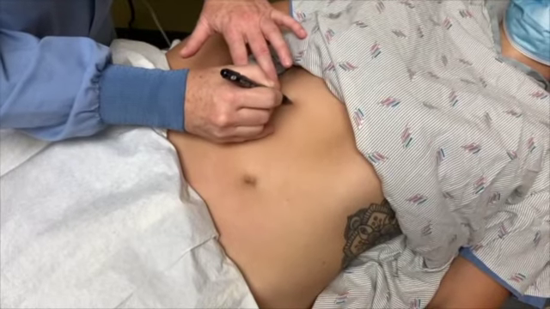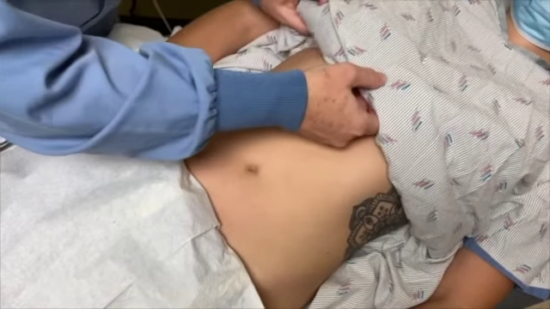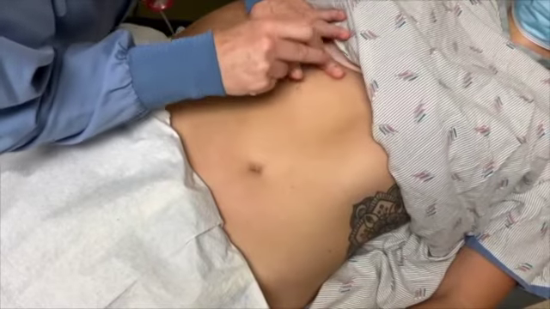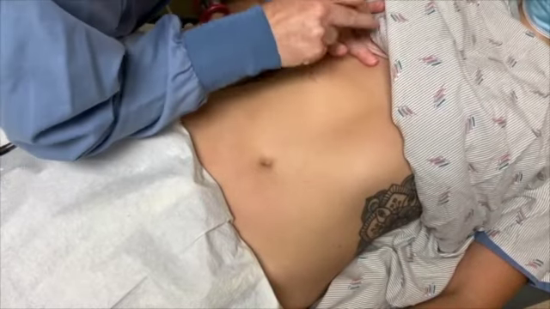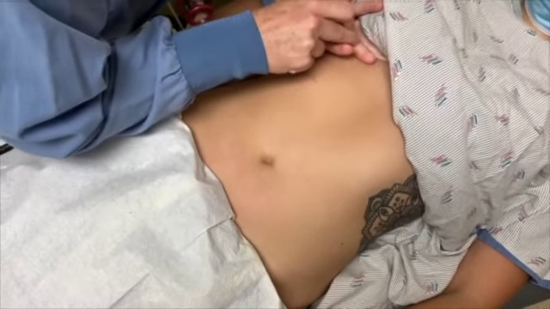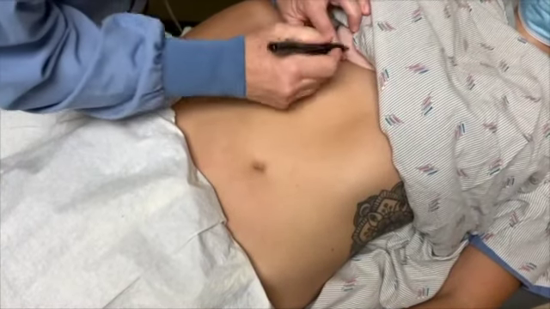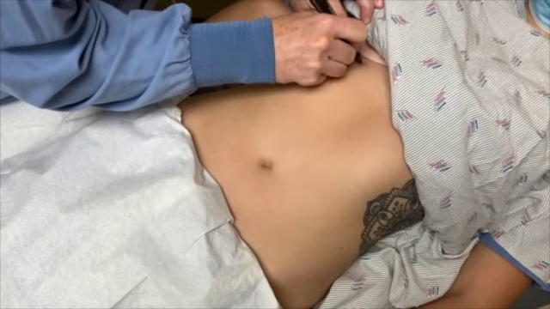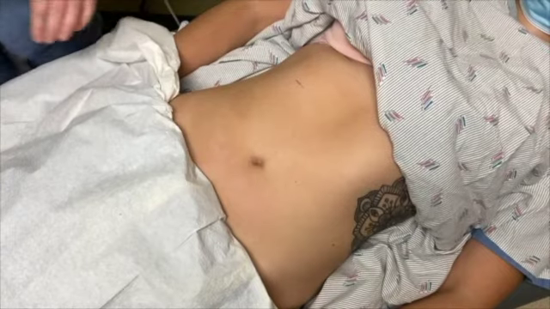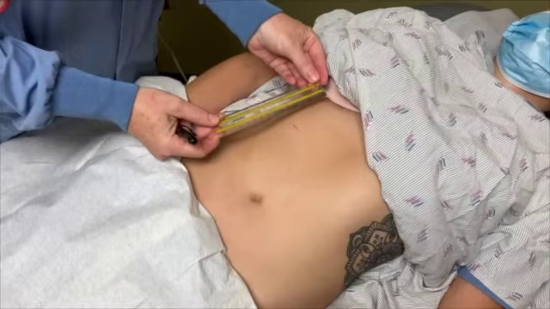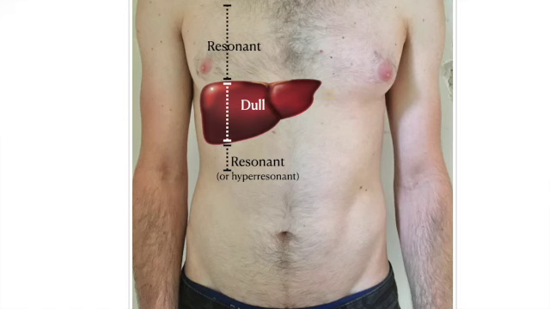You use percussion to hear where it changes from the guts, which will probably be a resonant or hyperresonant sound, and then it'll suddenly turn dull at the lower edge of the liver. And above the liver, you're going to hear the resonance of the lung. So make sure you move the breast out of the way, make sure you're underneath the bra, and percussing from the lung down to the top edge of the liver, and you'll hear dullness. Then measure that span, again, at the midclavicular line, not too far lateral, not too far medial. At the midclavicular line, how many centimeters does that dullness of the liver extend?